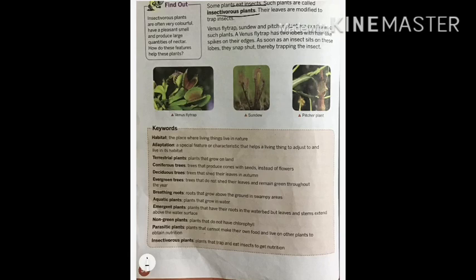Now how? They don't have teeth like us to eat insects. Their leaves are modified. These plants have leaves which are very specially made so as to trap insects. For example, take the Venus flytrap, sundew, and pitcher plant. All these are insectivorous plants.